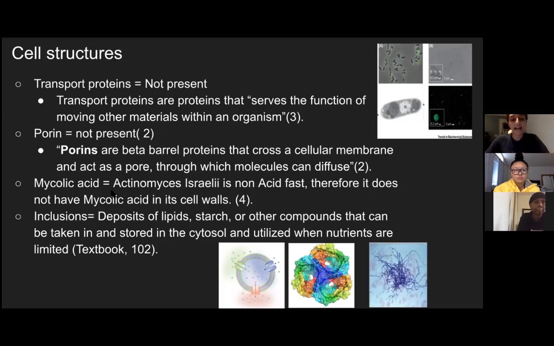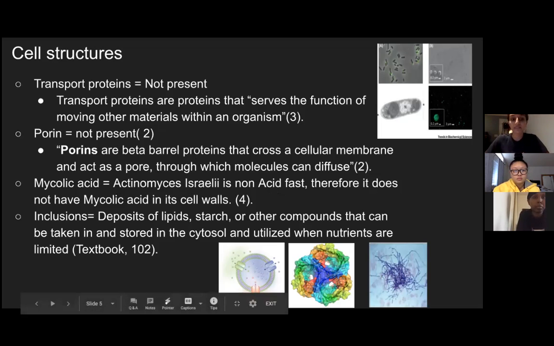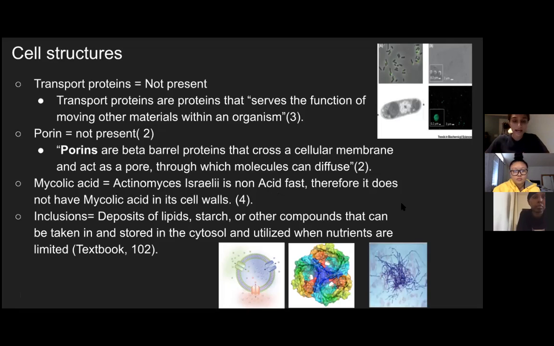In terms of mycolic acid, Actinomyces israelii is non-acid fast, as shown by the stain. Therefore, it does not have mycolic acid in its cell wall. And lastly, there's inclusions, which are little deposits of lipids, starch, or other compounds. So like in this top right picture, we have the little green dots that are visible, and then you zoom in, and these are deposits of materials that are held in the cytosol until they're needed to be used. But our bacteria does not have any of these cell structures.